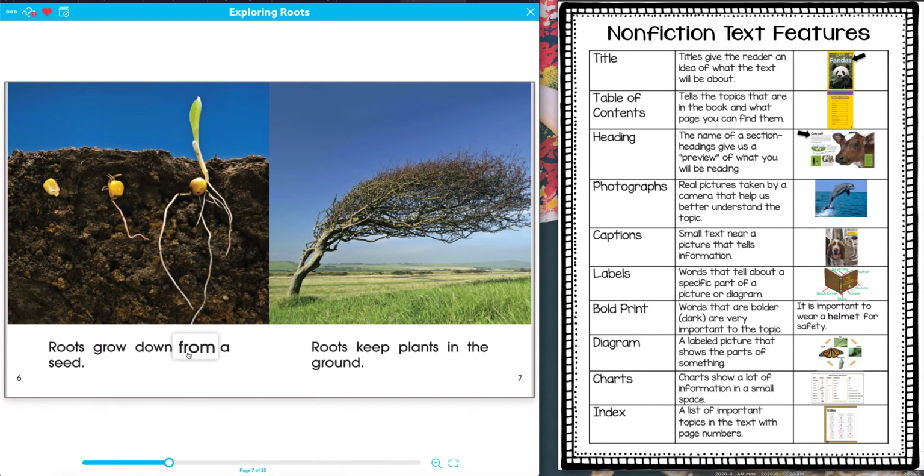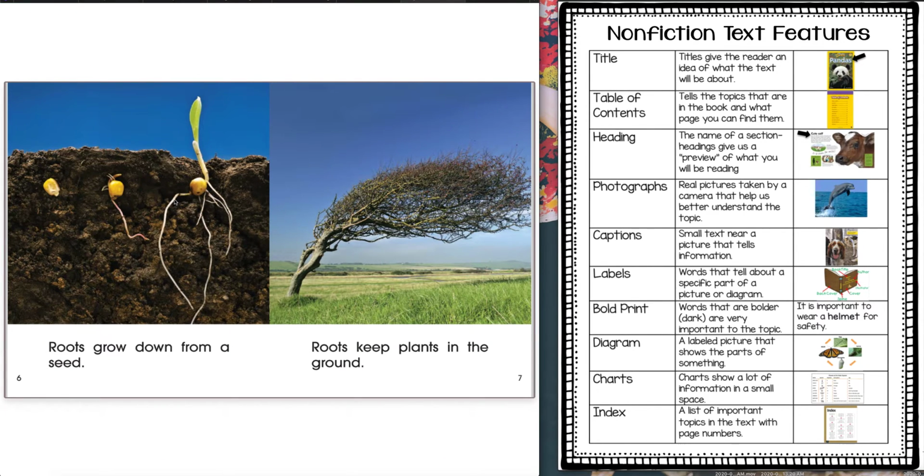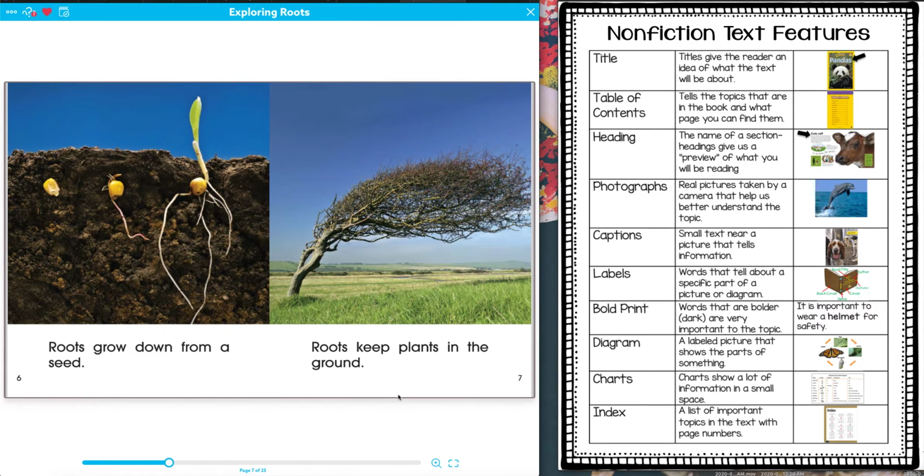Roots grow down from a seed. Down talks about the direction. So down means they come this way. Roots keep plants in the ground.